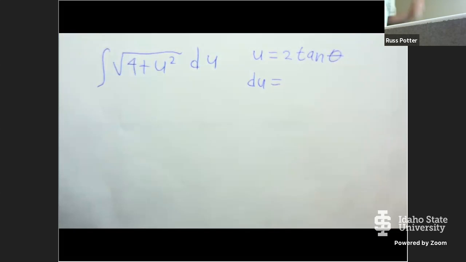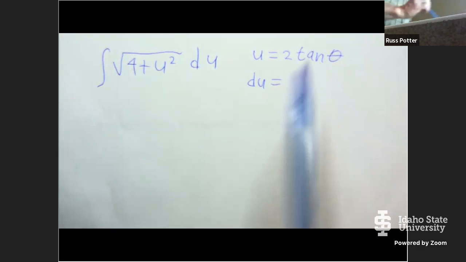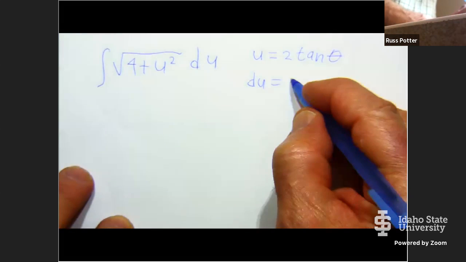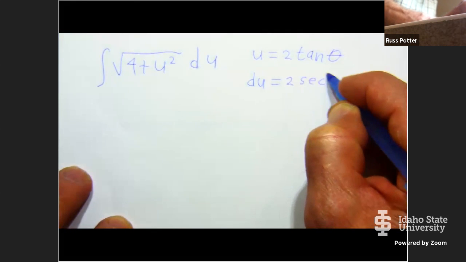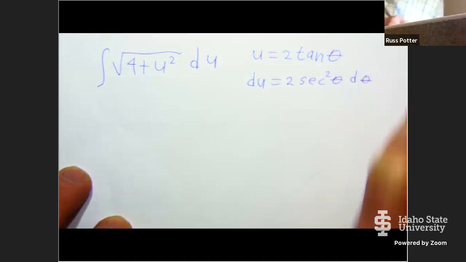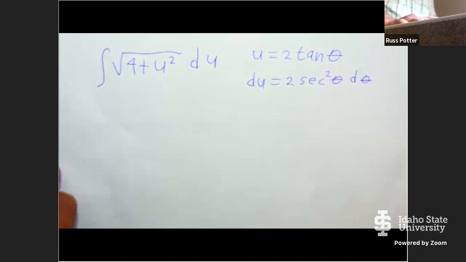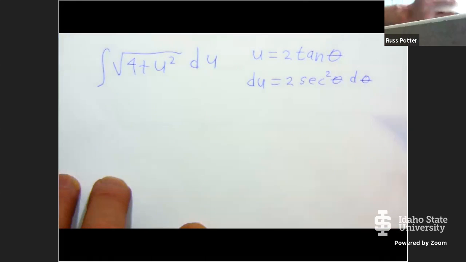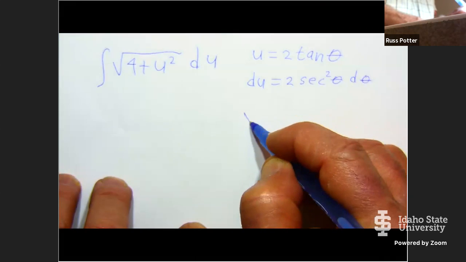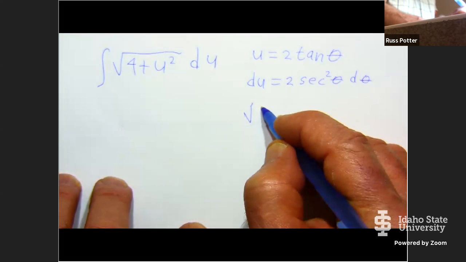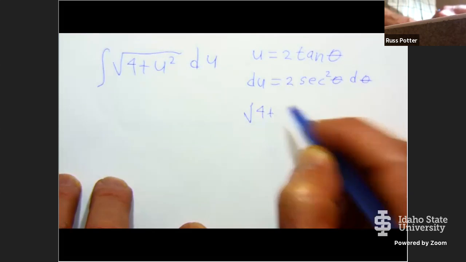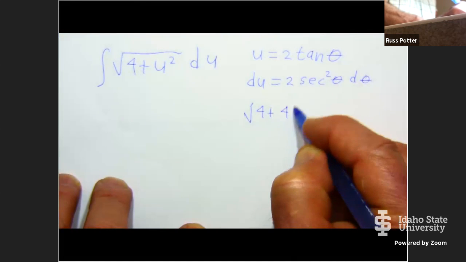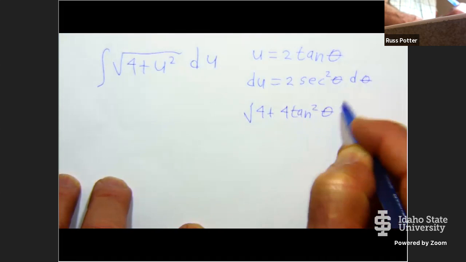The derivative of tangent of theta is secant of theta squared. So du is 2 times secant of theta squared d theta. Let's work on the square root of 4 plus u squared on the side, and then we'll put that in later. So if u is 2 times tangent of theta, u squared is 4 times tangent of theta squared.